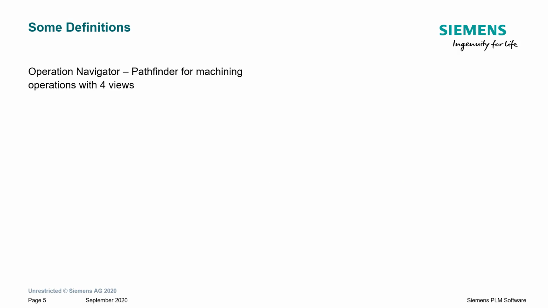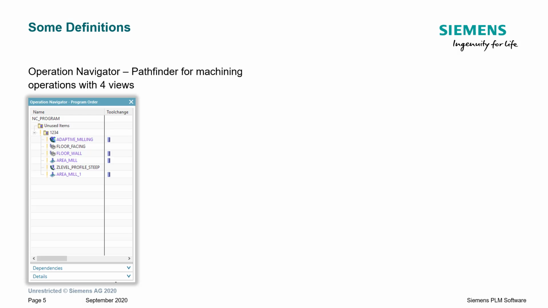One thing that I find confuses new users when they first start using Solid Edge CAM Pro is what we call the Operation Navigator. But if you're familiar with Solid Edge, you can think of it as the PathFinder for machining operations. The big difference with the Operation Navigator is that it has four views. The first view is the program order view, and this is the view that I typically use when I'm getting ready to post-process the program, because the order of the operations listed in this view is the same order that they will be post-processed in and run on the machine tool.